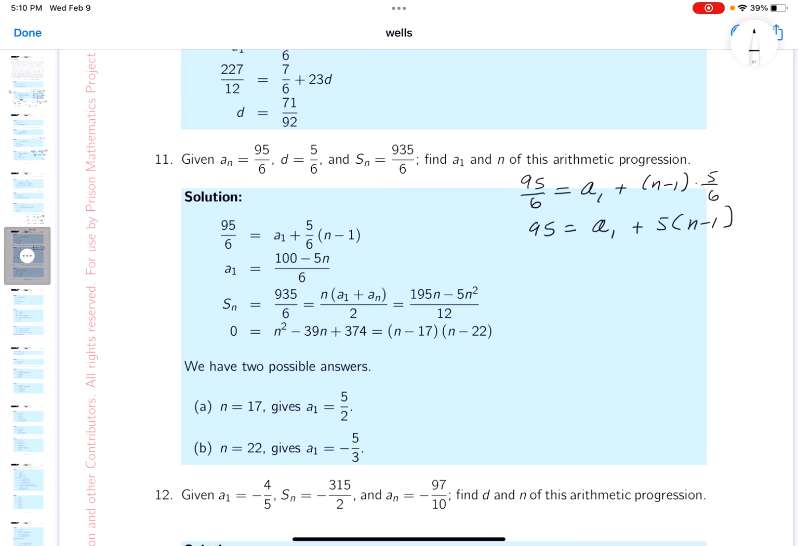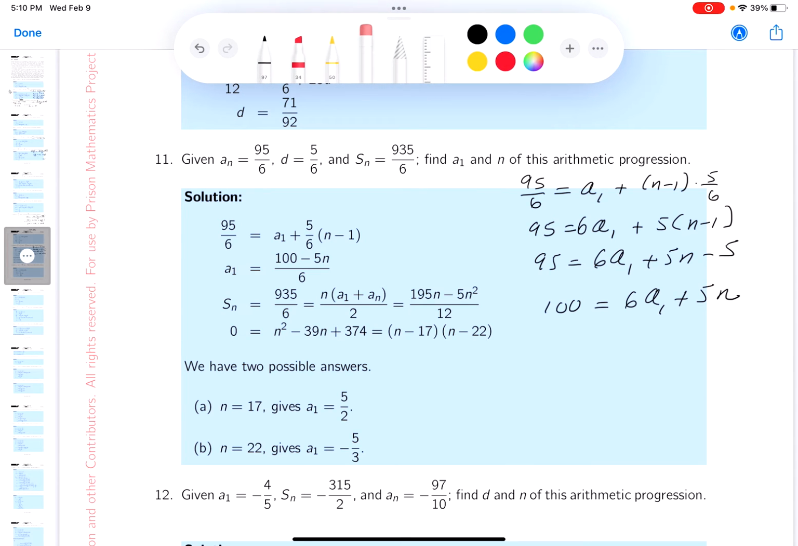And I'm going to try to solve that. Let me see if I did that right. You know what? I made a mistake. I said I was multiplying by 6, so this would be 6a_1. I just noticed that. So I guess I could leave it at that, but either solve for n, I'm going to simplify a little bit further. 95 equals 6a_1 plus 5n minus 5. I'm going to add 5 to both sides, and you get 100 equals 6a_1 plus 5n. All right? I think I want to leave it at that for the time being.